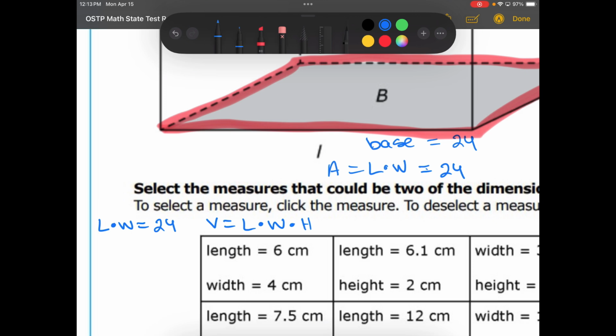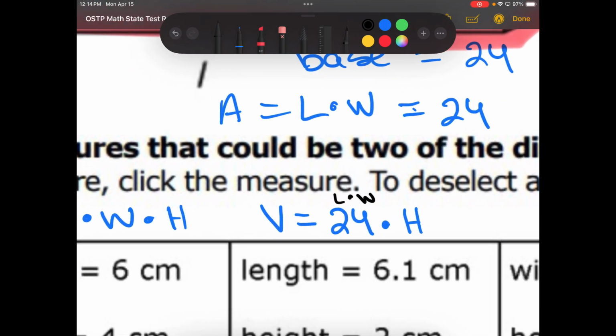We also know that if length times width is 24, and volume is length times width times height, couldn't we say that volume is 24 times height? Couldn't we say that, the volume of this prism? Length times width, that's what I'm writing, because we know length times width is 24. So whatever the volume of this prism is, it's going to be 24 times the height.